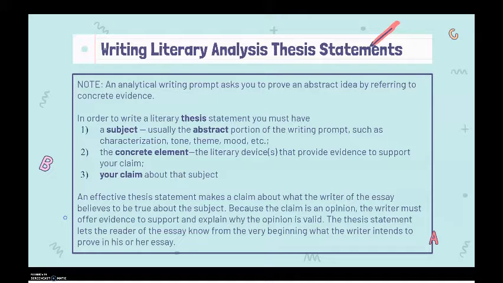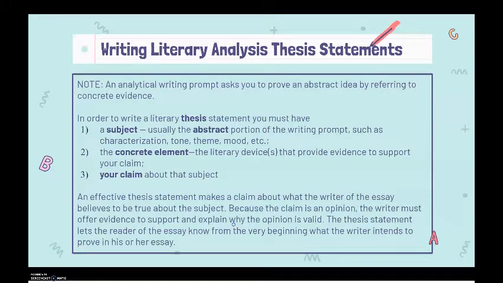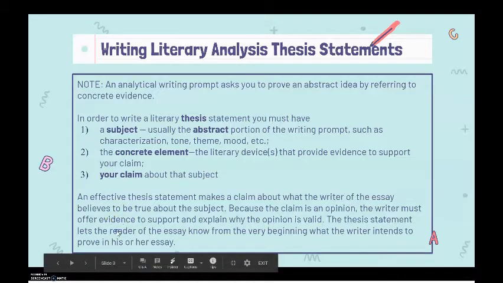A thesis statement does not pull in textual evidence. You don't use textual evidence until you get to the body paragraphs. And I always tell my students every year, you can make any claim or have any opinion that you want in the world. But that claim or opinion is not going to be valid unless you can justify it. So you have to make sure that we are pulling in evidence that justifies our opinion.